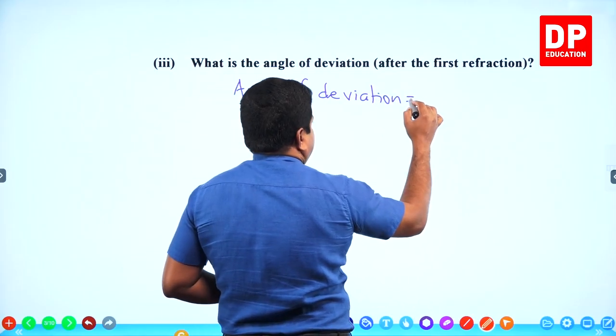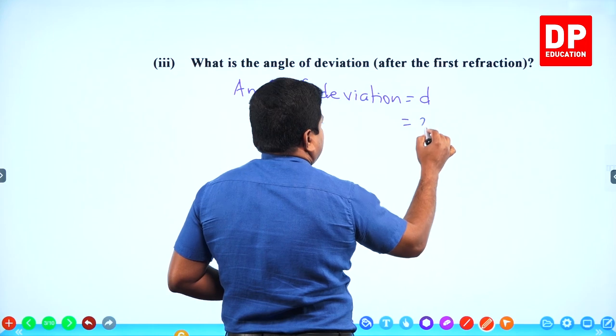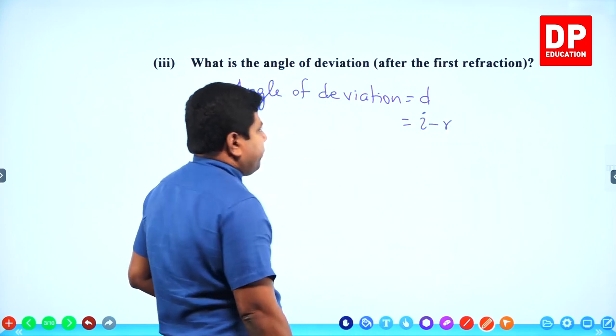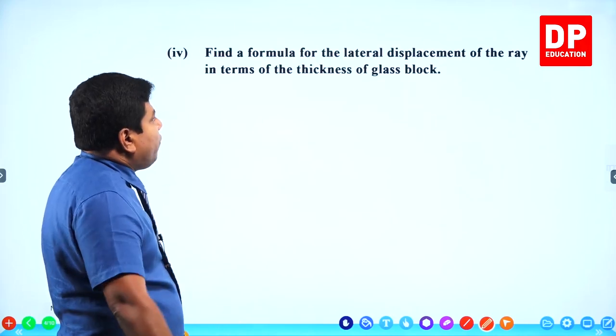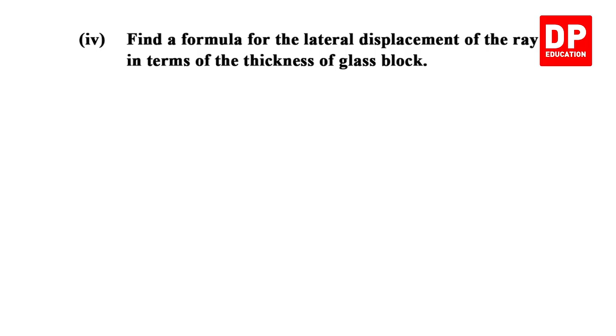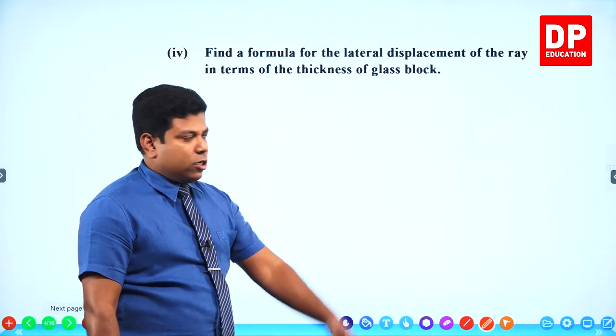I marked as D, which is I minus R. I minus R. Find a formula for the lateral displacement of the ray in terms of the thickness of glass block. Let's go back to the diagram.